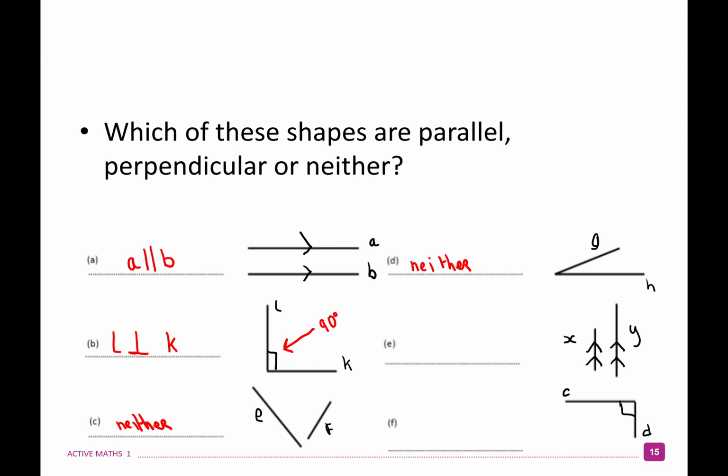In E, I have line X and line Y. Both of these lines show two arrows. Because they have the same arrow picture on both lines, I know that they are parallel. That means line X is parallel to line Y.